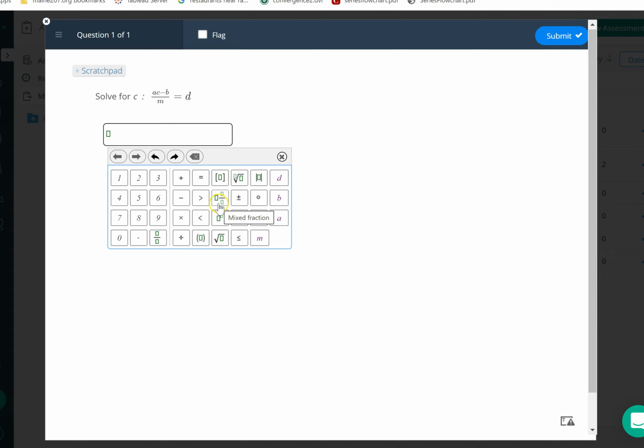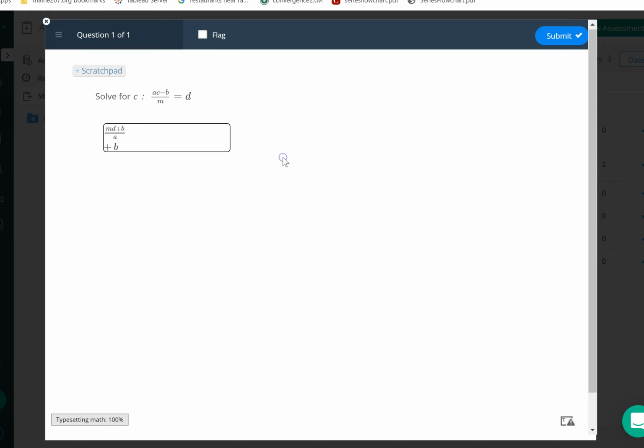What you'll see is you need a fraction, and guys, to see the fraction, it's right below the 9. We're going to use that quite a bit. And what did we see? Well, we had MD plus B. You can see it looks like we didn't get the plus in there. There we are, plus B. Then I'll hit the down arrow to go right below that, and I believe we said it was divided by A.